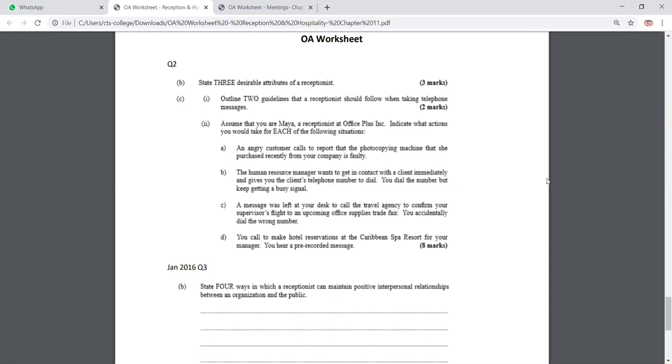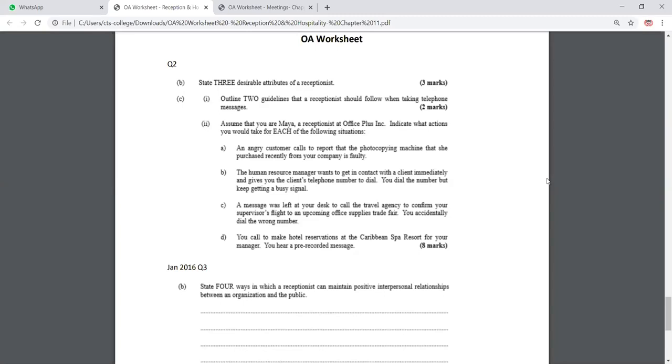Exactly. So, in the case of an angry customer, one of the possible things you can do is offer help. You could try to help the customer over the phone, troubleshoot the photocopier. Or let's say you don't know how to help, or what you are telling the customer to do is not working. The second thing you can do is refer the caller to someone else who might be able to help them. So either offer help or refer the caller to someone else who can help. Are you all okay with that? Yes, ma'am. Okay. Let's move on to the second one.